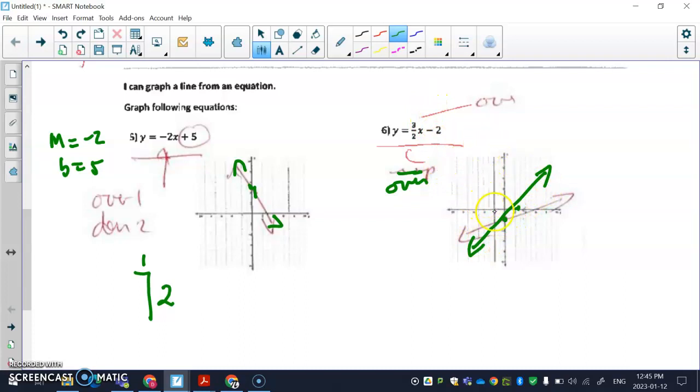Okay, so over 2, up 3 for that slope. Okay, you could change it to 1.5 and then say over 1, up 1.5. That's a little uglier though. Okay, so your line will look something like that. There.